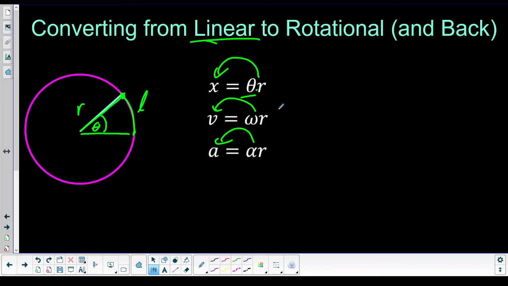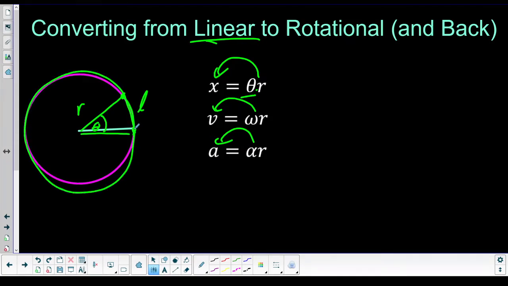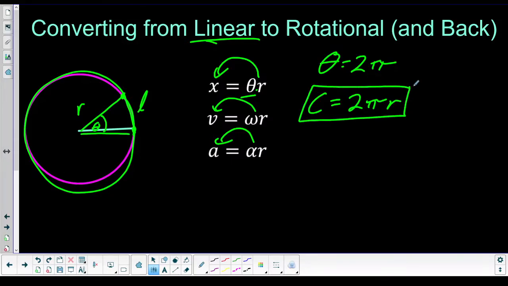Okay. So let's just make sure that we get what we think it does, right? If I go in a full circle, I go all the way around and come back to where I started, then that should give us the circumference of the thing, right? Ooh, my circles are bad. So I told you guys that for the full circle, theta is 2 pi, and circumference is 2 pi r. This is the equation you learned in like 4th grade in your math class, right?